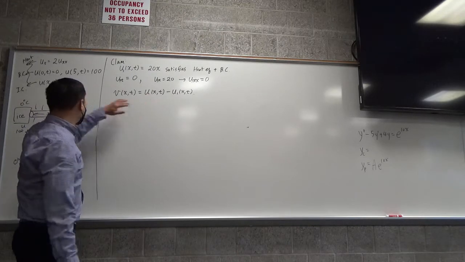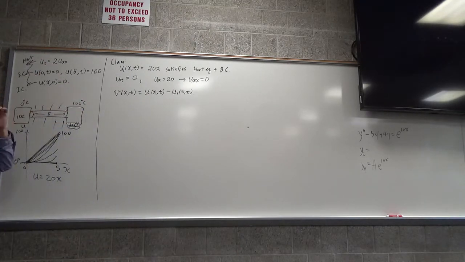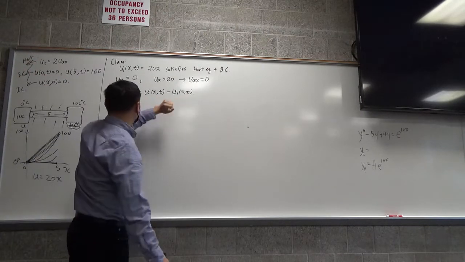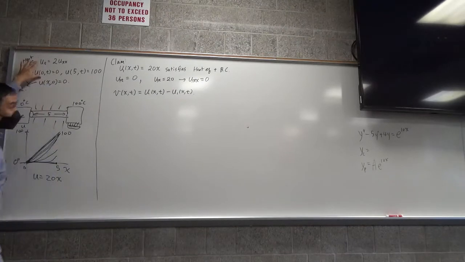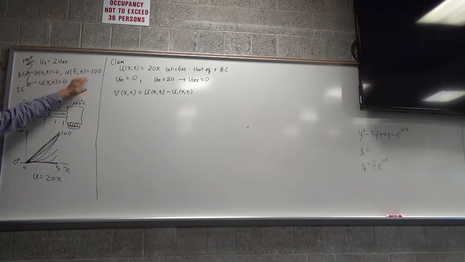Now, u(x,t) satisfies all of the conditions, so specifically it satisfies these two. And u1(x,t) satisfies these two. Therefore, if you subtract it, it's going to satisfy this one and this one, but this will change. So let's just see what that is.